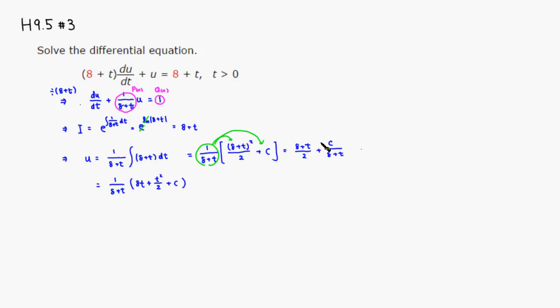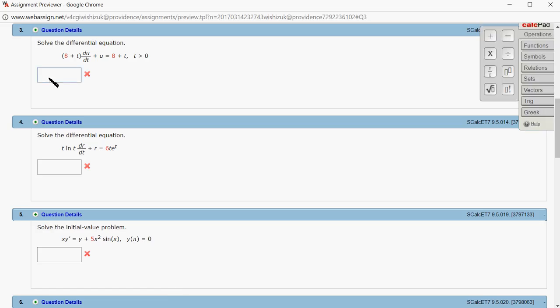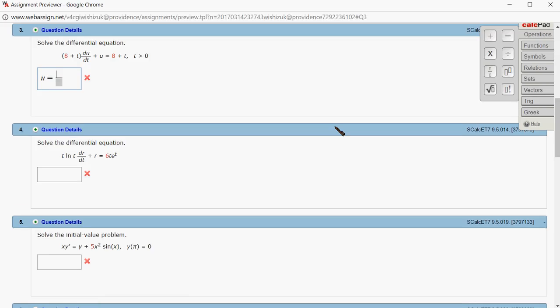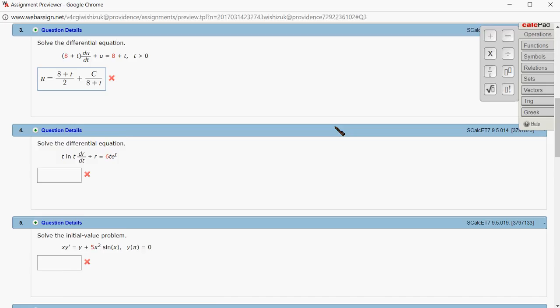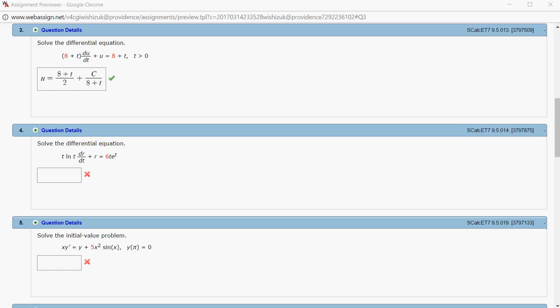I'm going to just type in this one first and see if they like it. So u is equal to, you have a fraction here, 8 plus t over 2 plus c over 8 plus t. Let's double check, submit for testing. It came back and we got this one correctly.